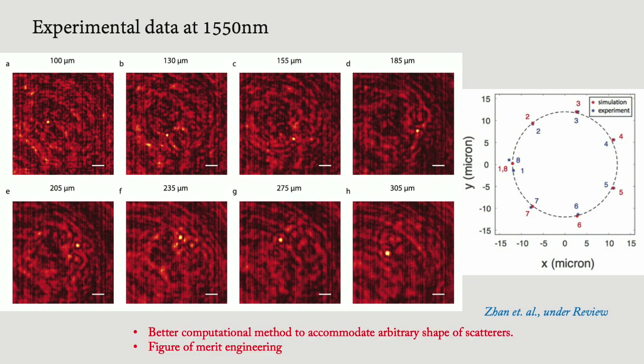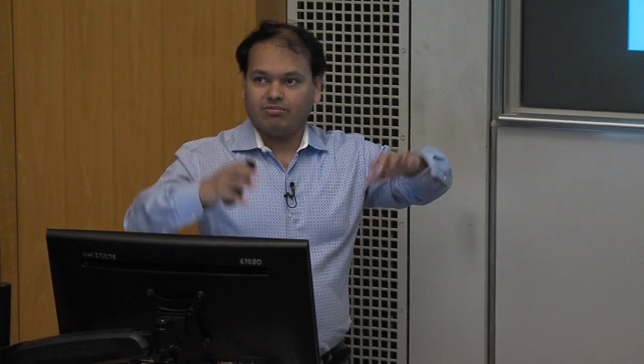Okay? But of course, we need a better computational method to accommodate arbitrary shape of scatterer. That problem is not solved. So we're looking into some multi-scale inverse design, where we probably will solve Maxwell's equations in a unit cell, and then take that to create this larger area, maybe using Mie scattering or some other theory. And also, figure of merit engineering is non-trivial. That's why I think it is extremely unlikely we can come up with one inverse design software that's going to solve everything. We need input from engineers to figure out what figure of merit we need.